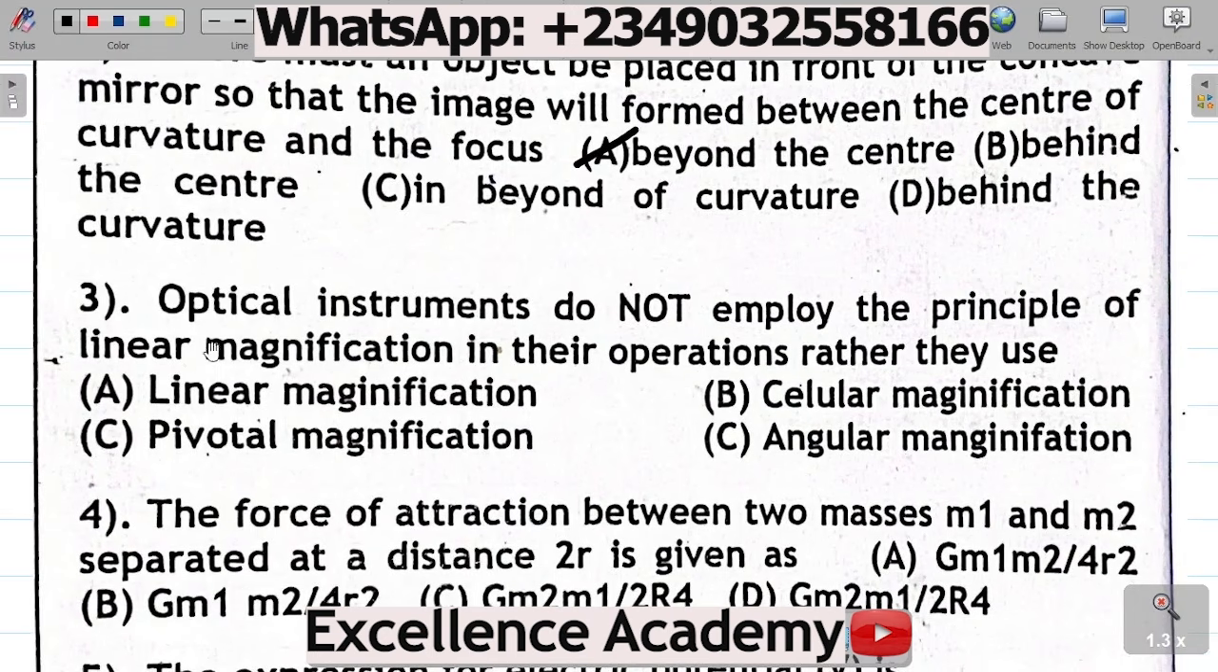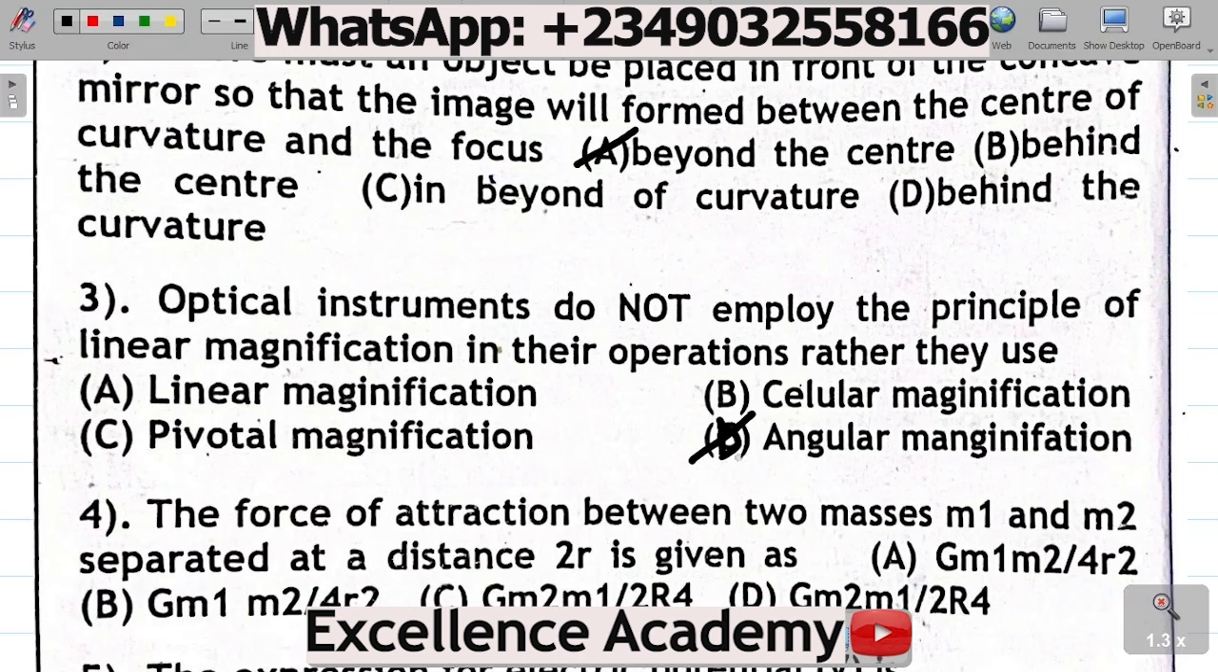Question number 3 says, optical instruments do not employ the principle of linear magnification in their operations. Rather, they use A, linear magnification, B, cellular magnification, C, pivotal magnification, D, angular magnification. So for this question, what is the correct answer? The correct answer there is D, angular magnification.